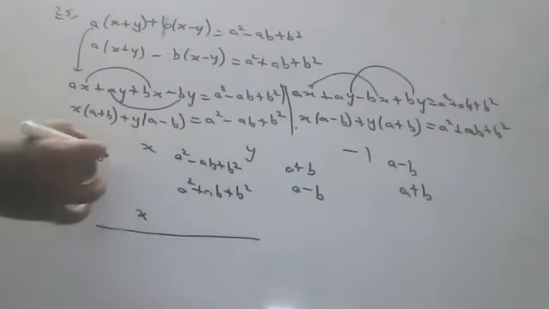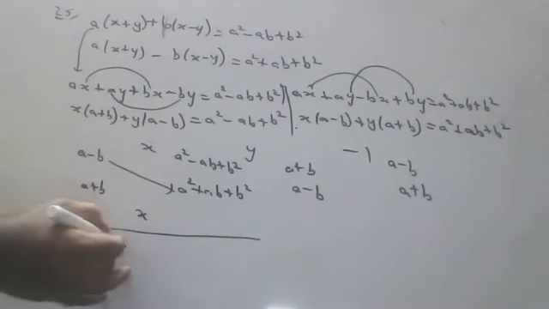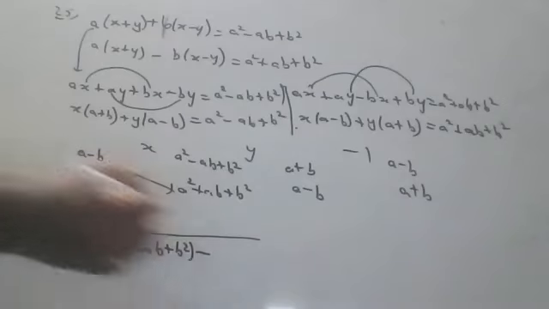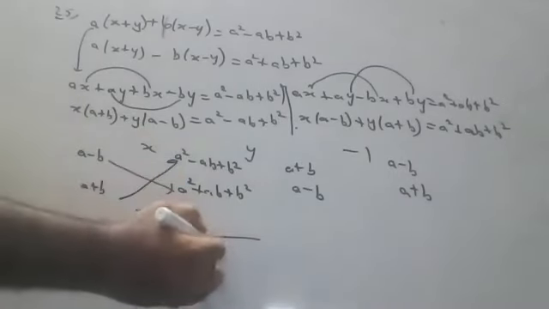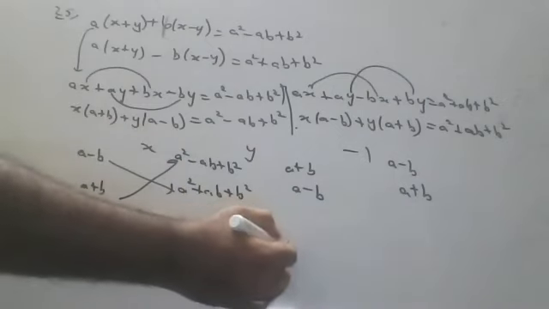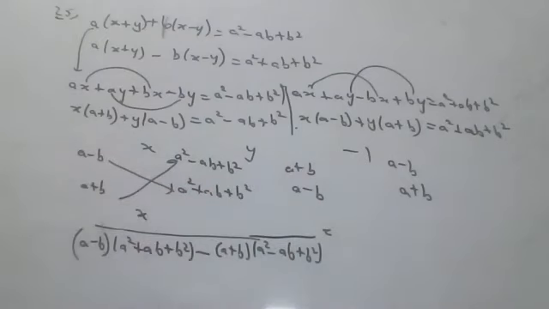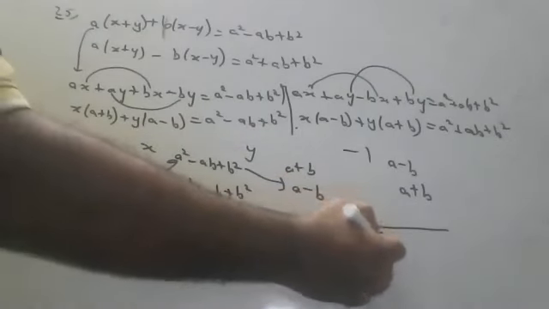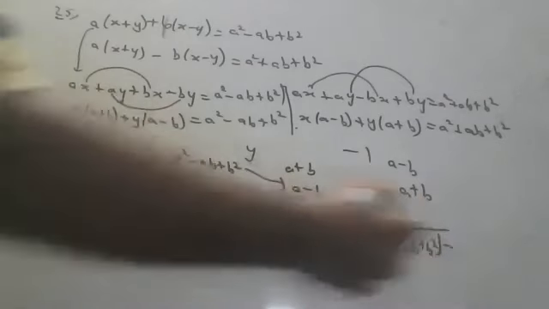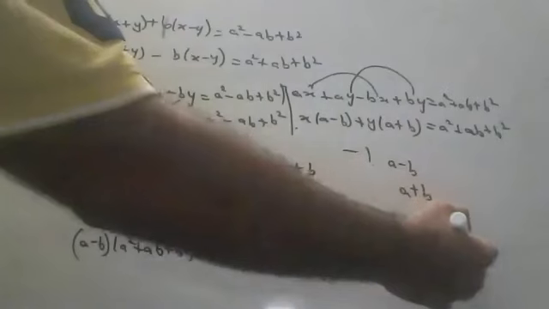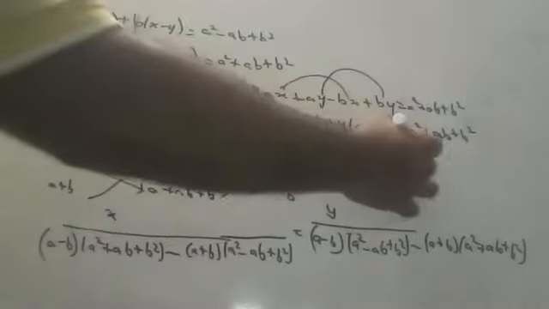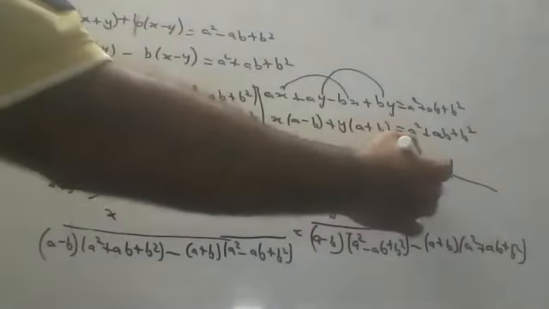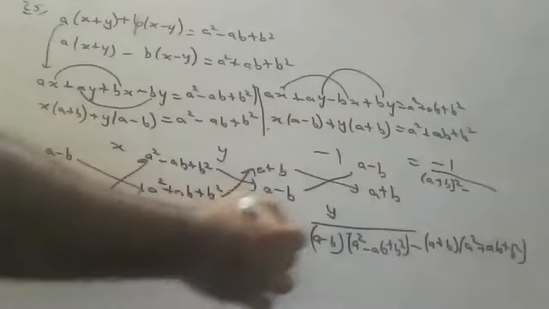x. Okay, children, this into this. So (a - b)(a² + ab + b²). Minus is common, children. Next, this into this: (a + b)(a² - ab + b²). This is x, children. Once x is over, now y. In y, this into this: (a - b)(a² - ab + b²), minus this into this: (a + b)(a² + ab + b²). Now for minus 1, I'm writing here, children: this into this, (a + b)² - (a - b)².